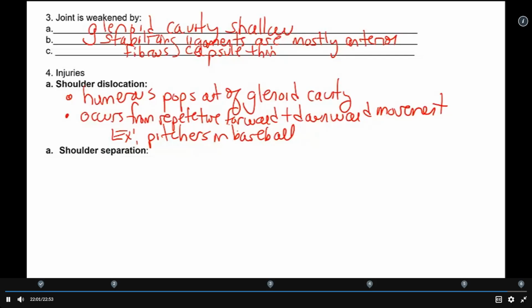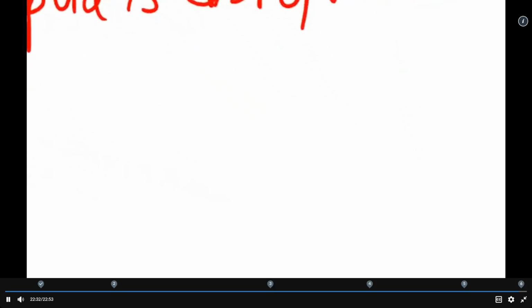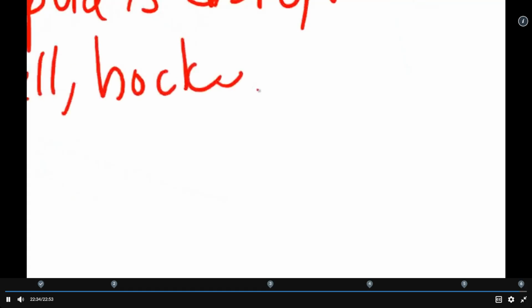Shoulder separation, on the other hand, is when the junction of the clavicle and the scapula is disrupted. This usually occurs from some kind of blunt trauma, someone getting hit in that area. This often happens in football or hockey, or even someone just falling down with their hands stretched out in front of them.